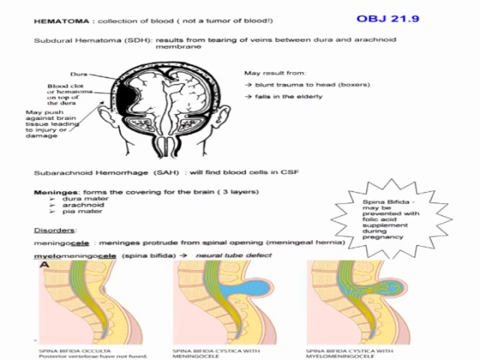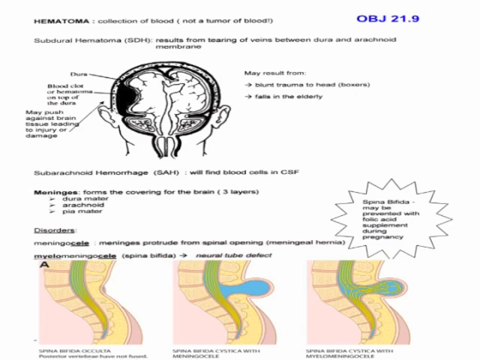We will now be discussing diseases and disorders among the nervous system. Number 1 is a hematoma, or a collection of blood. This is not a tumor of blood. A specific type of hematoma is a subdural hematoma, which is from blunt trauma, blows to the head in boxers, and falls in the elderly.